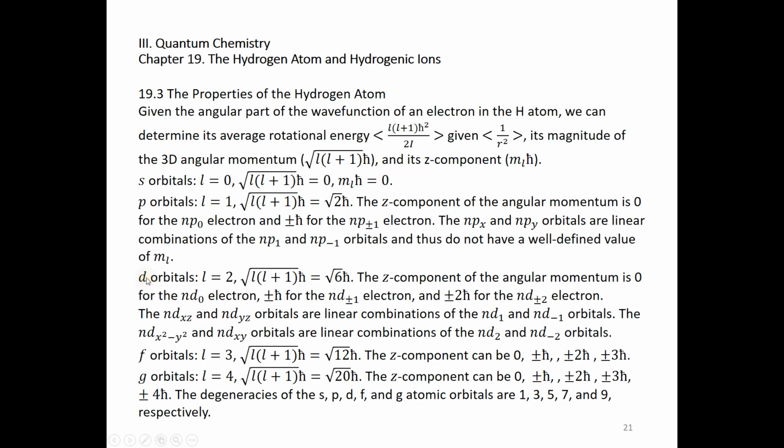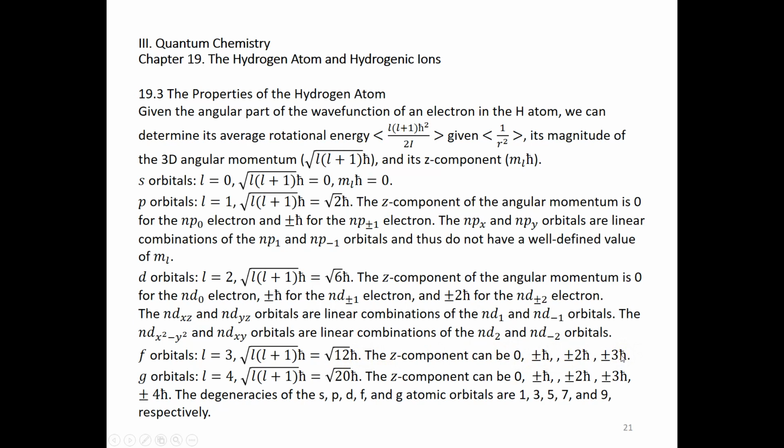When we have a d orbital, well, L is 2. The 3-dimensional angular momentum is just square root of 6 h bar. The z component can be 0, plus minus 1, plus minus 2 h bar. What if we have L equals 3 for f orbitals? Well, the square root of 3 times 4, that's the square root of 12. We have square root of 12 h bar. The z component can be 0, plus minus 1, plus minus 2, plus minus 3 h bar.